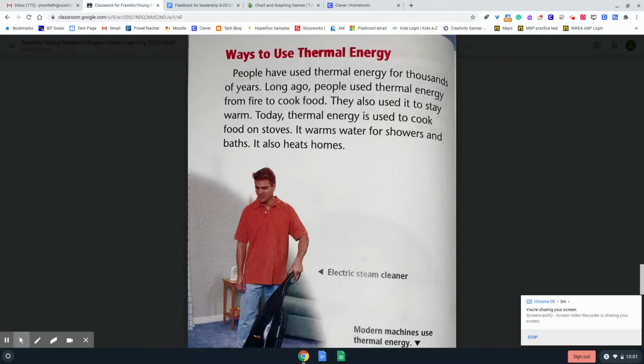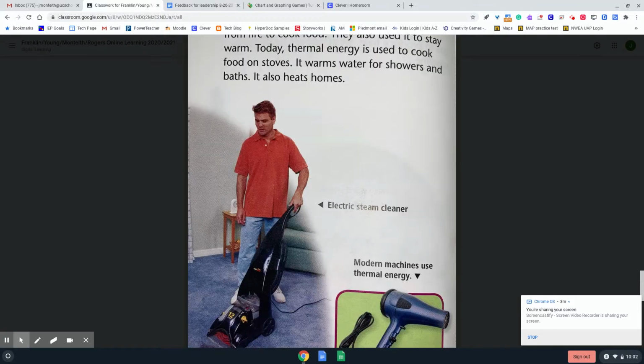So how do we use thermal energy? Okay, it says people have used thermal energy for thousands of years. Long ago, people used thermal energy from fire to cook food. They also used it to stay warm. Today, thermal energy is used to cook food on stoves. It warms the water for showers and baths, and it also heats homes.